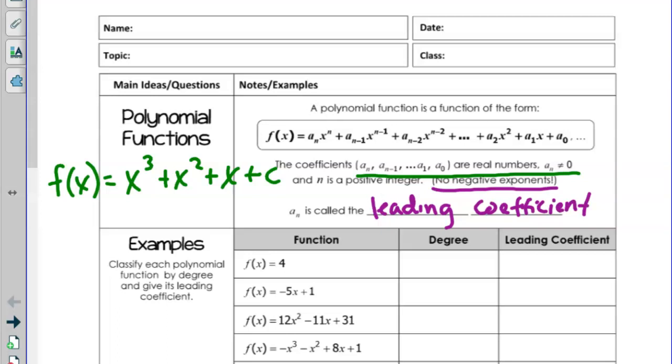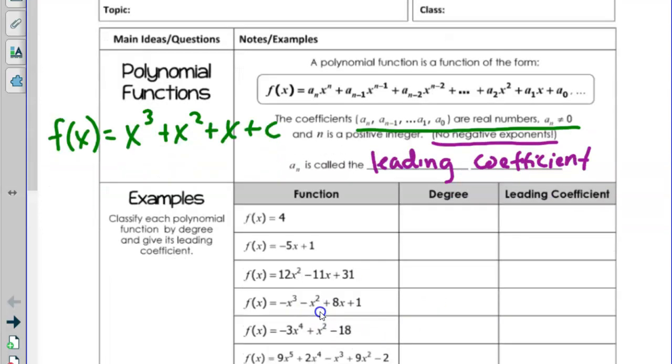Leading coefficient. Wait, where are we now? This is Algebra 2. Okay. She's been in this math class the entire year. Wait, what is it again?